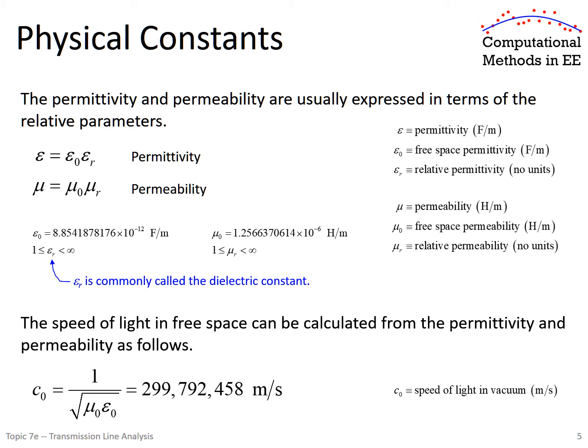Interestingly, if we take the free space permeability and permittivity, we can actually calculate the speed of light from those. Maxwell was the first to do this, and that was a big deal in the late 1800s when he did that.